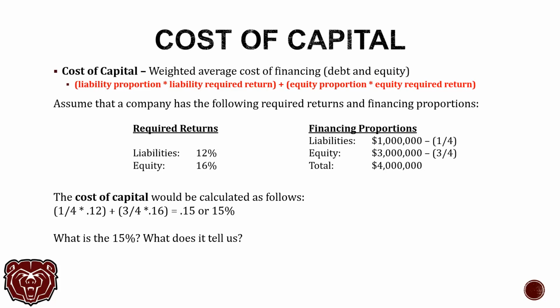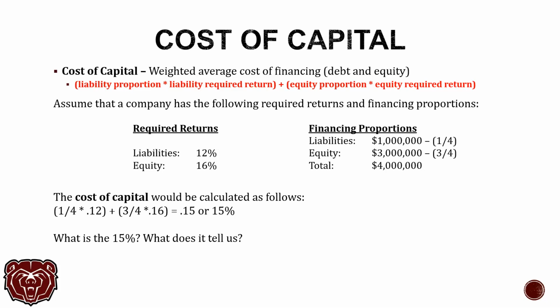So let's assume that a company has the following required returns and financing proportions, right? Required returns, they expect a 12% return on liabilities and a 16% return on equity. The financing proportions, they have $1 million worth of liabilities, they have $3 million worth of equity, they've got total capital structure of $4 million. So the liabilities are 1/4 of that, equity is 3/4 of that.